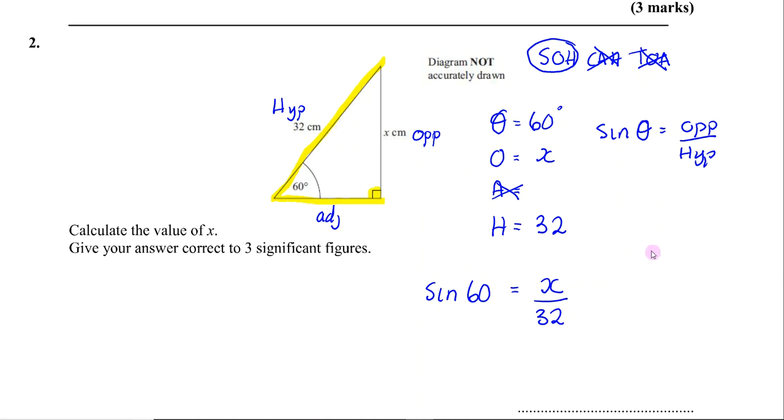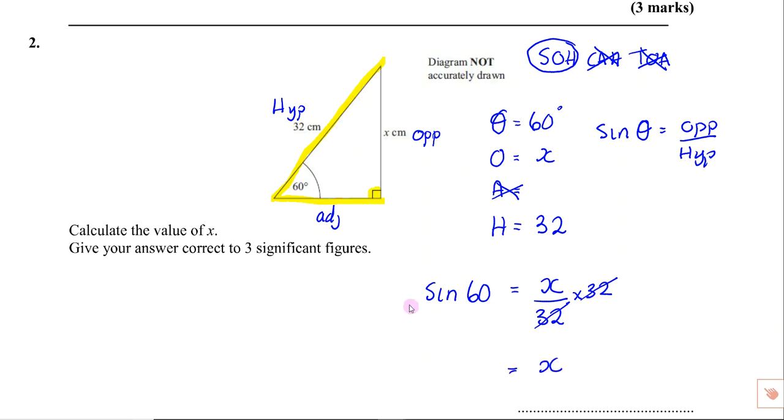To isolate the variable, you have to times by 32. Yeah, exactly. So at the moment, if you look at it, I've got x divided by 32. I want just x. So to get x back, if I divide it by 32, I have to times it by 32. That gets rid of the divide and leaves me with just x.